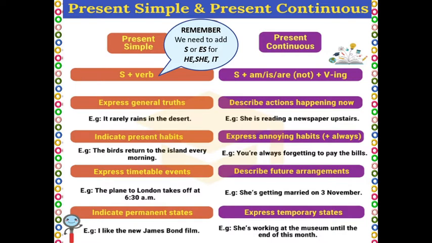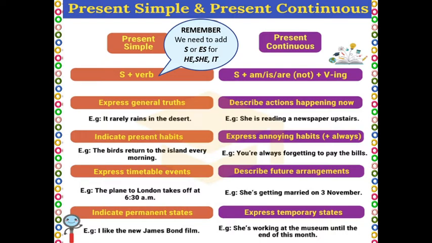To describe actions happening now. For example, she is reading a newspaper upstairs. To express a nagging habit. So it's happening constantly, but that is a nagging. So you don't like it. So you're always forgetting to pay the bills. That is annoying, okay? To describe future arrangements.